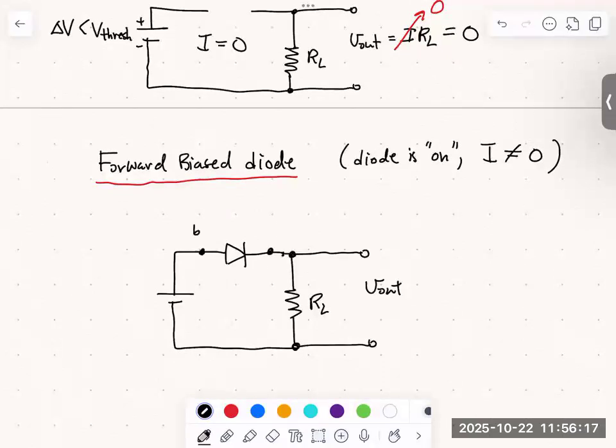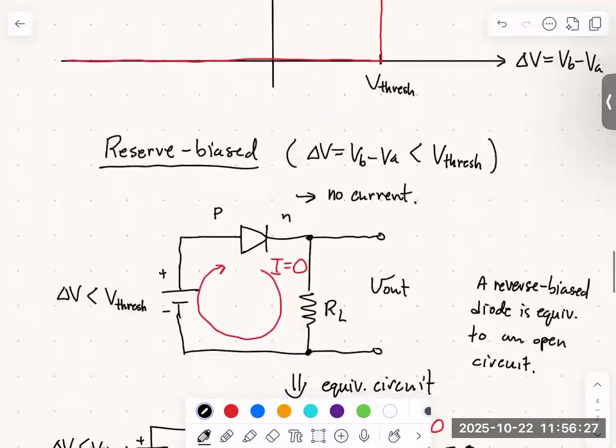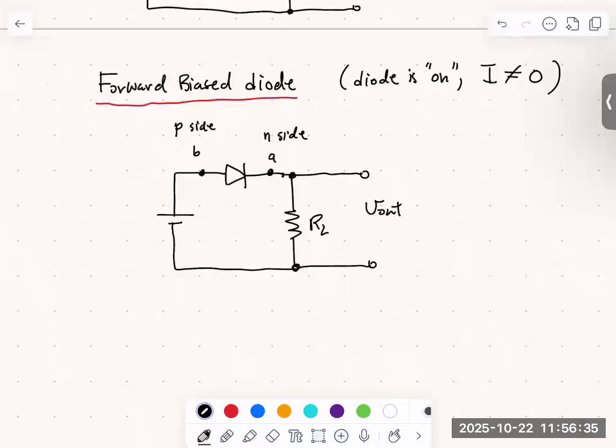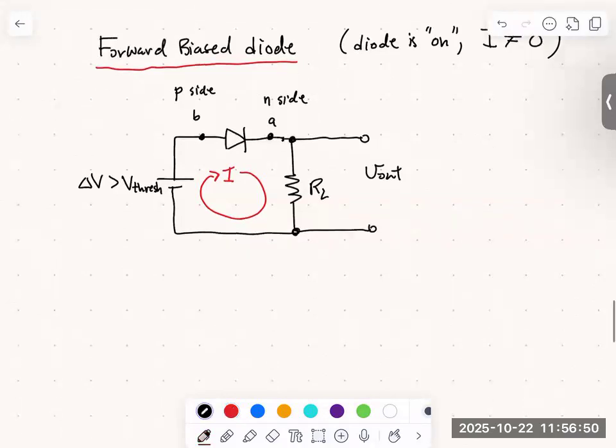Call this terminal A and B. So this is the P side, and this is the N side. I guess we could go and label over here. This is B and this is A. Okay, so now here delta V is greater than V threshold. And so this time we will have a current and it will not be 0. Okay, good. So let's see, what do we get for the output?